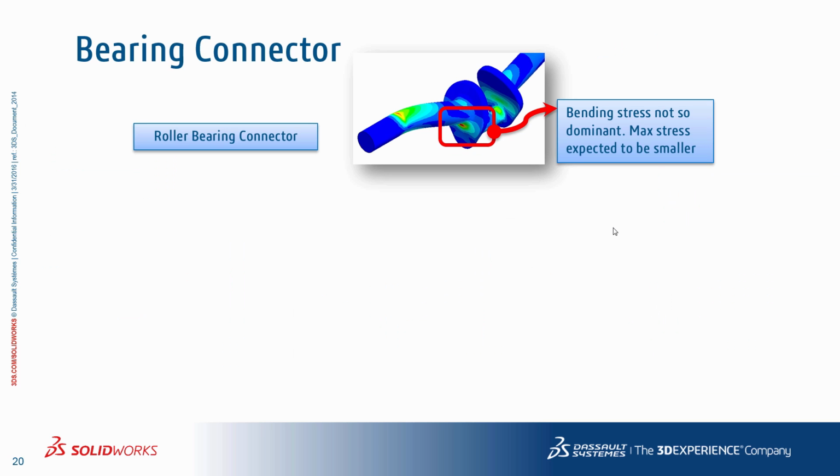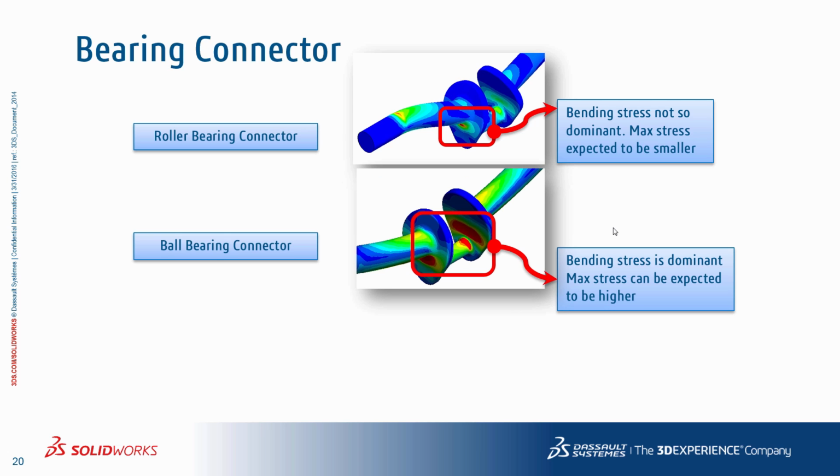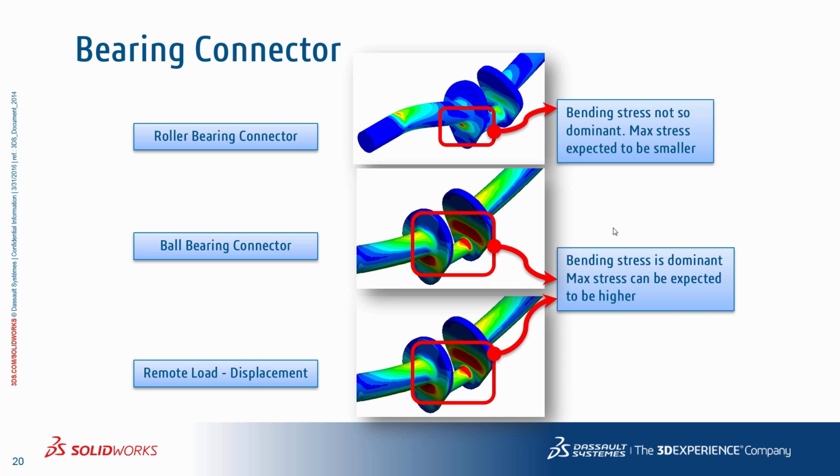If you look at the stress distribution, with the roller bearing connector, the bending stress is not so dominant. So here the max stress can be expected to be much smaller. Compared to using a ball bearing connector, you can clearly see that the bending stress for the same problem is much more dominant, and here the max stress can be expected to be a lot higher. So this is in line with using a remote load displacement scenario, where the bending stress again is dominant, or shows a similar response as the ball bearing connector.